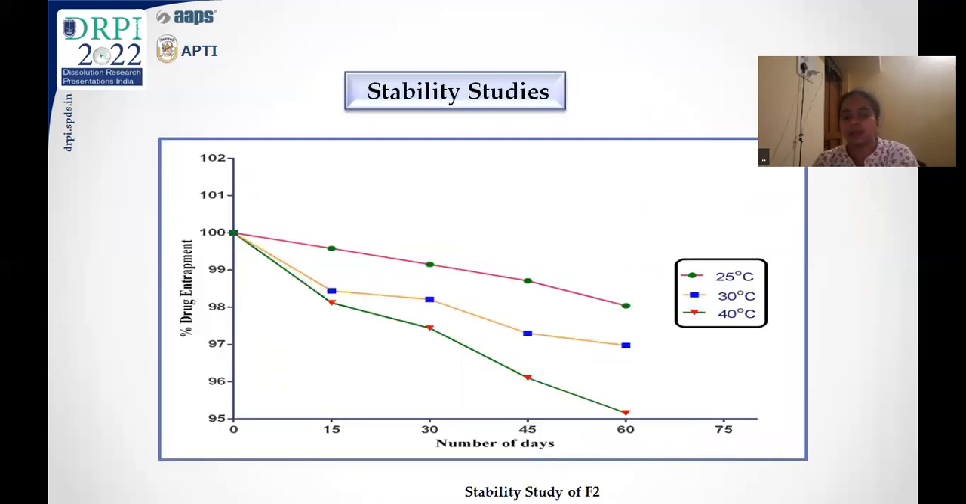It was followed by stability studies. From the stability studies, it was seen that all the formulations were quite stable because there was no significant change in the physical properties and drug content of the capsule.